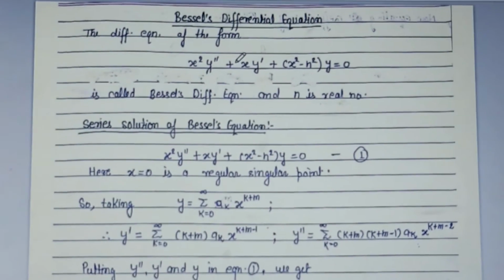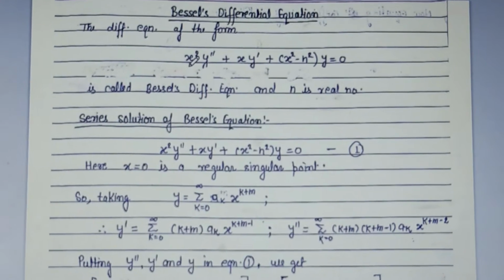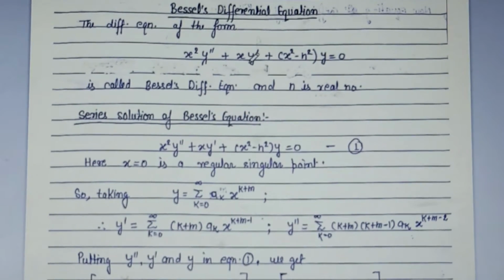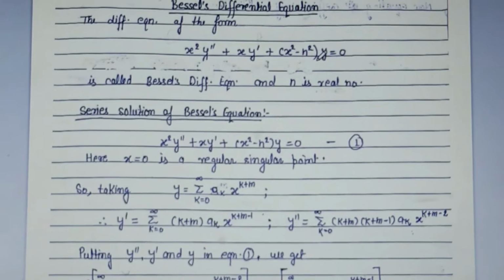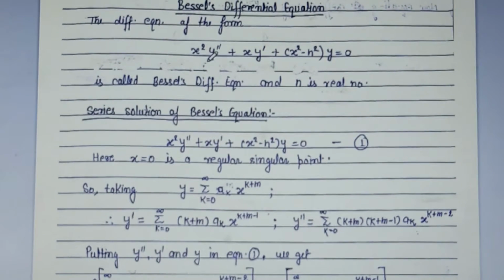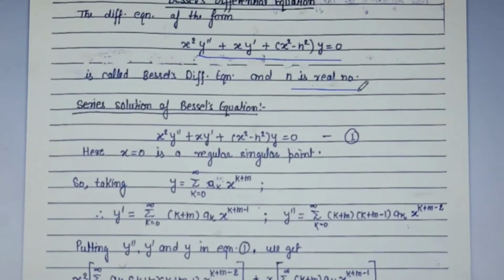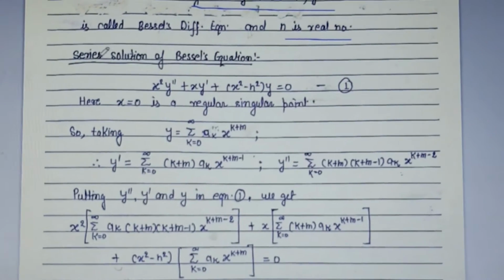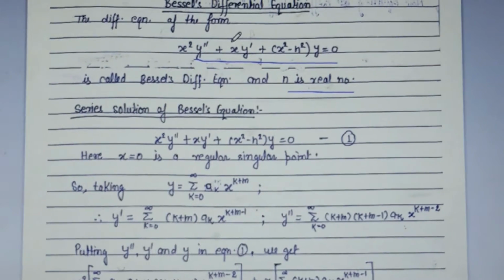Guys, so today we're going to be studying Bessel's differential equation. The differential equation of the form x square y double dash plus x y dash plus (x square minus n square) into y is equal to 0 is nothing but the Bessel's differential equation, the standard form, where n is a real number. So the series solution of the Bessel's equation. This is the equation as above.